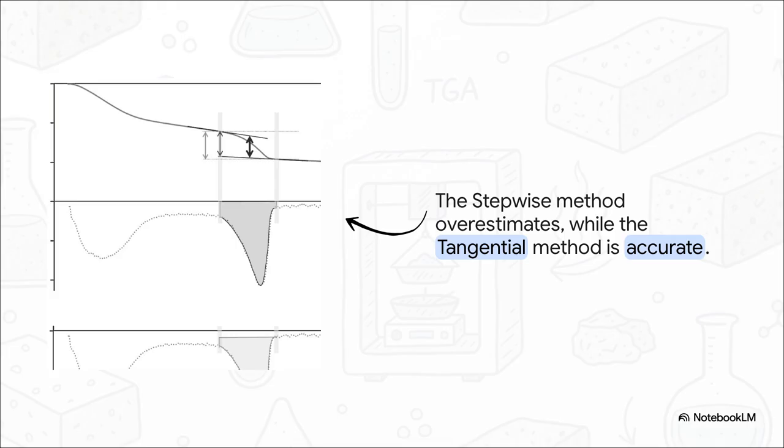So look at this test. It was done on a sample with a known amount of Portlandite, exactly 23%. The simple stepwise method, because it includes all that background noise, gets it wrong. It calculates 29%. But the more careful tangential method, it draws a baseline, isolates the true signal, and boom, it gets it perfect, exactly 23%. That's the difference between a rough guess and a precise measurement.